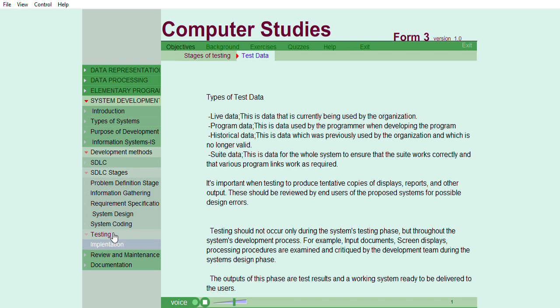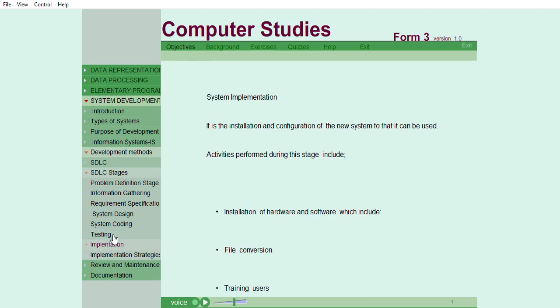Suite data. This is data for the whole system to ensure that the suite works correctly and that various program links work as required. It's important when testing to produce tentative copies of displays, reports, and other outputs. This should be reviewed by end users of the proposed system for possible design errors.